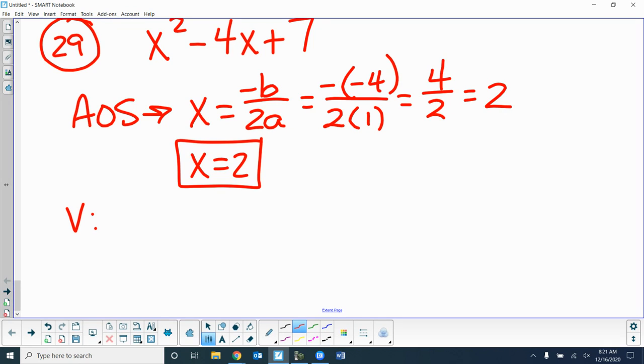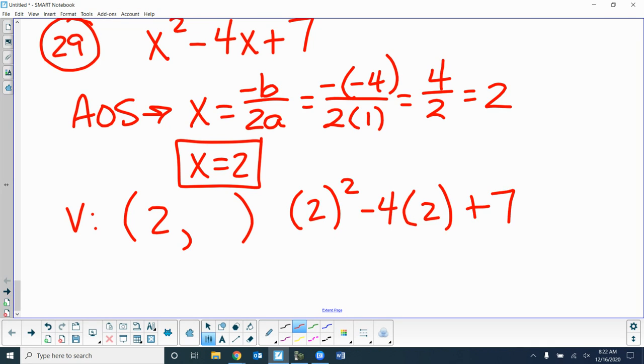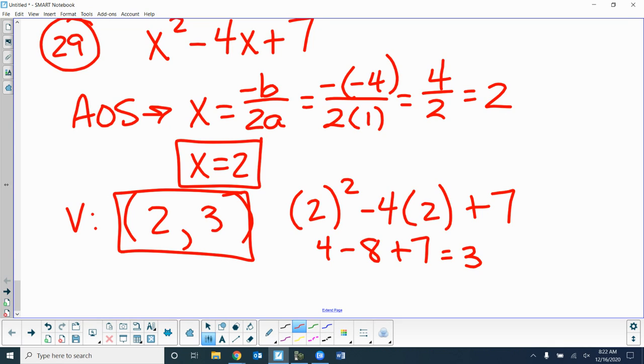And then the vertex, got half that already. Whatever you got for the axis of symmetry is the x value of your vertex. And then you plug that 2 in to the problem. So I put 2 in for x, wherever there's an x. Whatever that answer is the y value of the vertex. So we got 4 minus 8 plus 7, which is negative 4 plus 7 is a 3, right? So those are the two answers for 29. Just the axis of symmetry and the vertex. Don't do anything else.